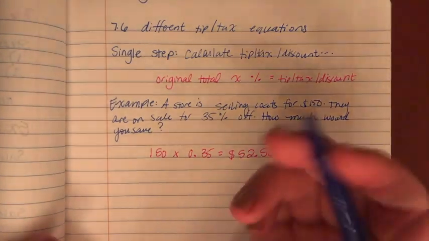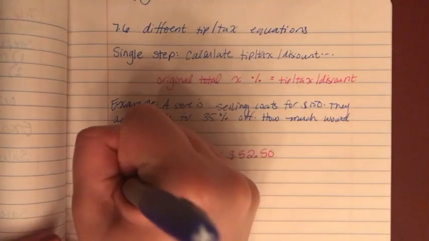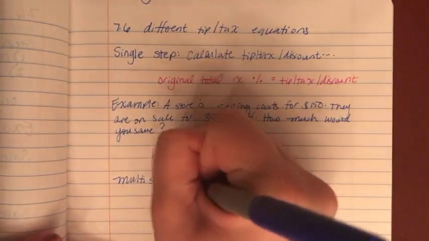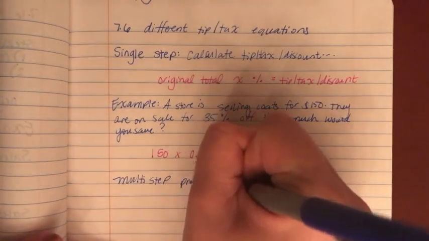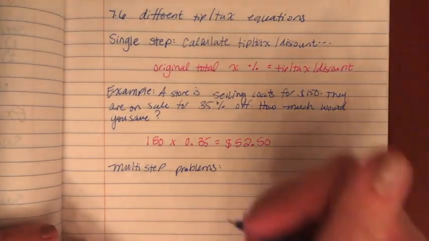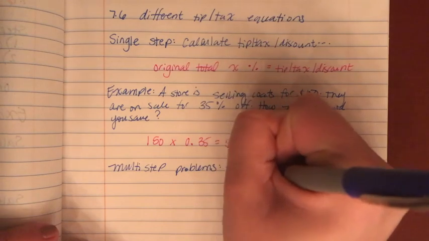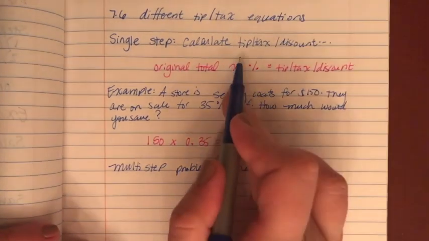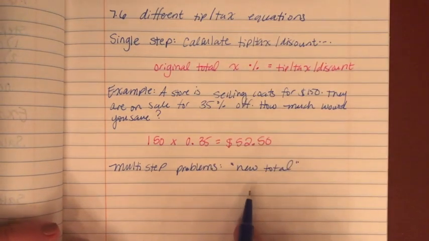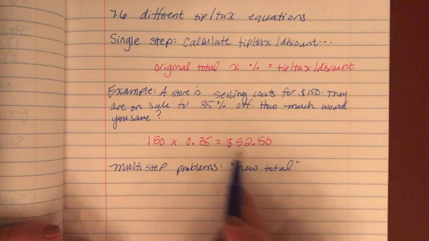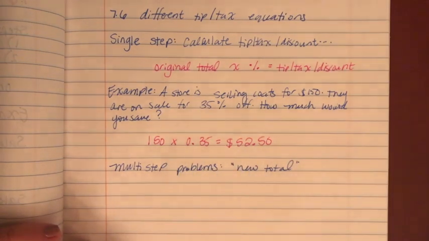So then the other kind of equation is a multi-step equation. And this is for multi-step problems. And so this is going to be for ones where you're asked what's the new total, after you've calculated tip, tax, discount, what's the new total, or this is the new total, what was the original total? So that's going to be one of these 2 equations. And there's 2 different ones that you can use.